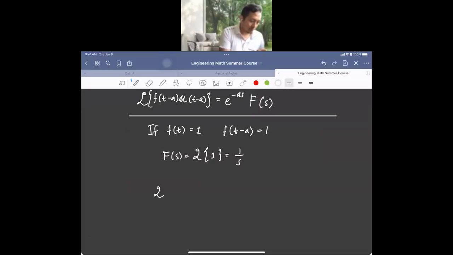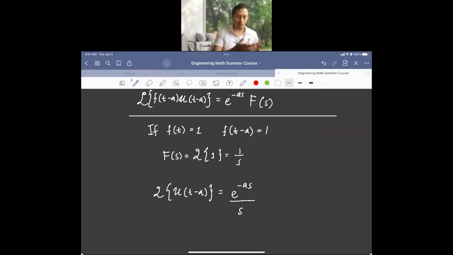So the Laplace of the Heaviside, only the Heaviside, will be e to the negative as divided by s. This is if we want to set f of t as a constant, so we just need to divide by s.